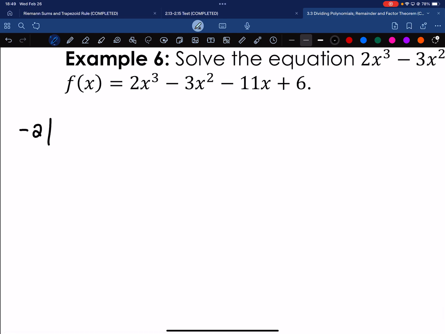-2. Make sure you're not missing anything and your terms are in order. So 3, 2, 1, none. So we're good. We list out the coefficients: 2, -3, -11, +6. Leave a little bit of space.